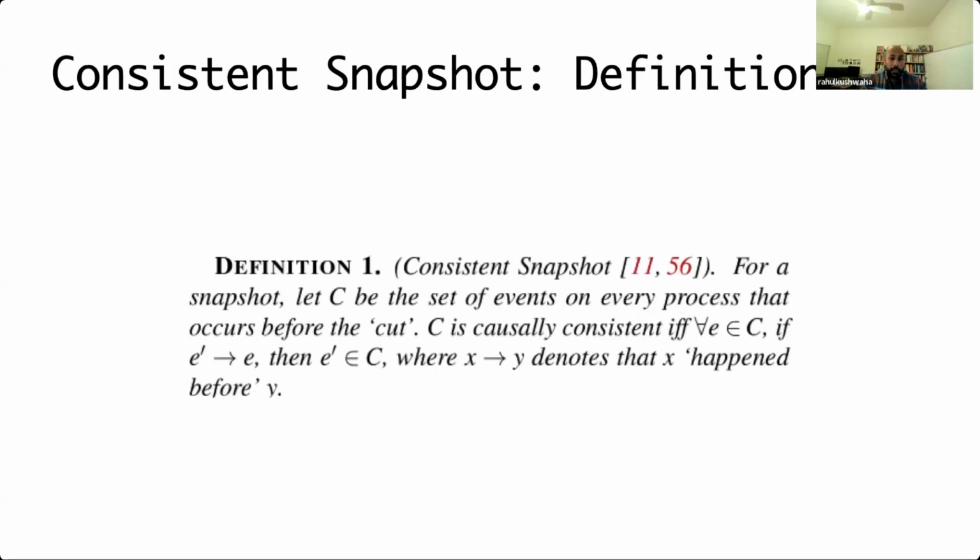Mathematically, it has been defined as follows. If C is a set of events on every process before the cut, then C is causally consistent if for each event in C we always have the event that caused that particular event. So if E prime always causes E and E is in the consistent set, then we always have to include E prime in our set. And if we have a transitive closure on this relation, that means our whole snapshot is consistent.